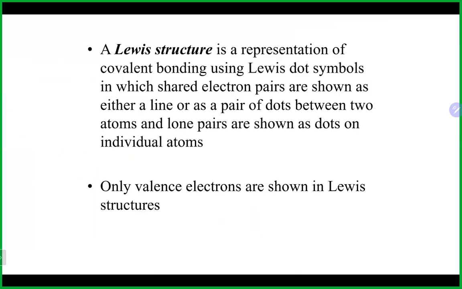So a Lewis structure is a representation of covalent bonding where we use, again, Lewis dot symbols to show bonding through lines or dots. Once again, a reminder that all these elements do have other electrons, which are their core electrons, but they are not represented in Lewis structures. Just those valence electrons are represented.